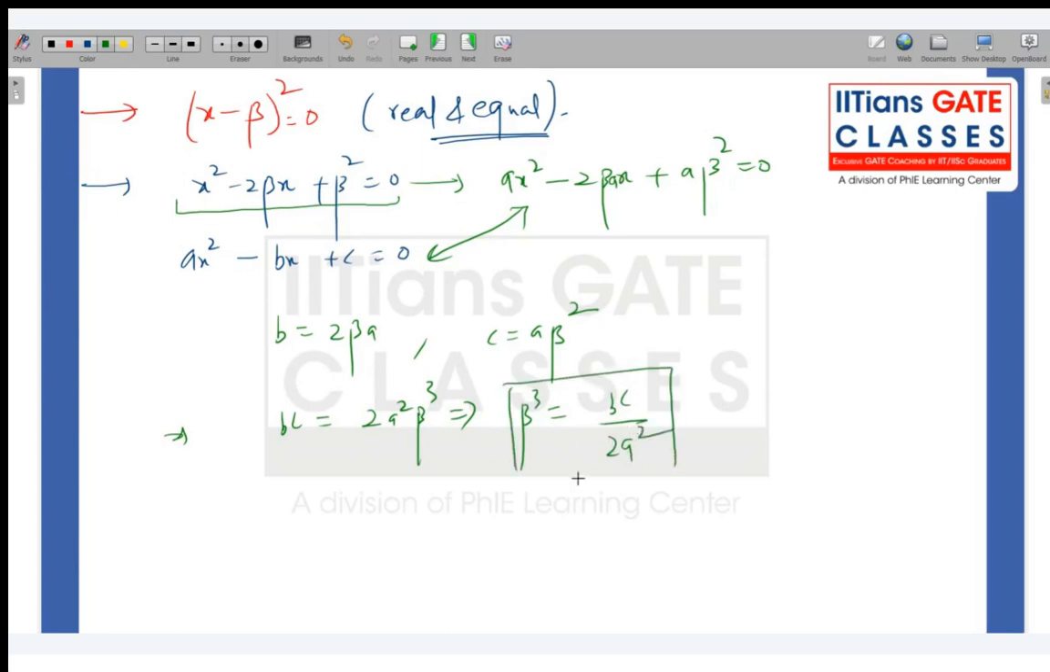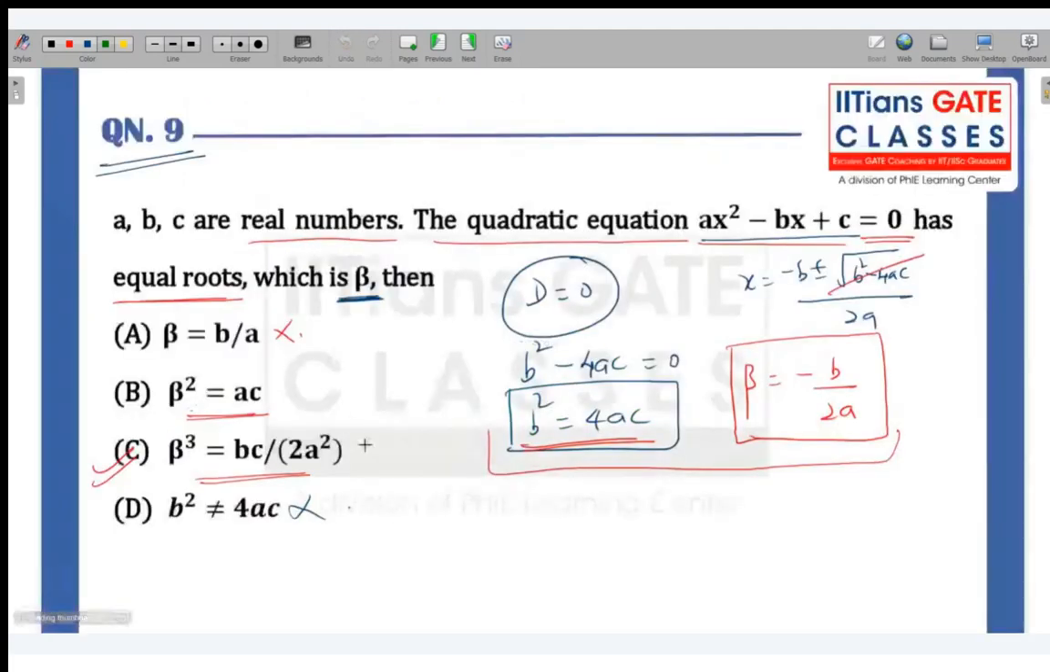So if you want to answer this question correctly, you need to think like this. So option C is going to be correct for this question. Without needing to find this, you can just eliminate the options. Beta equal to b by a is not going to be correct. So choice C seems correct.